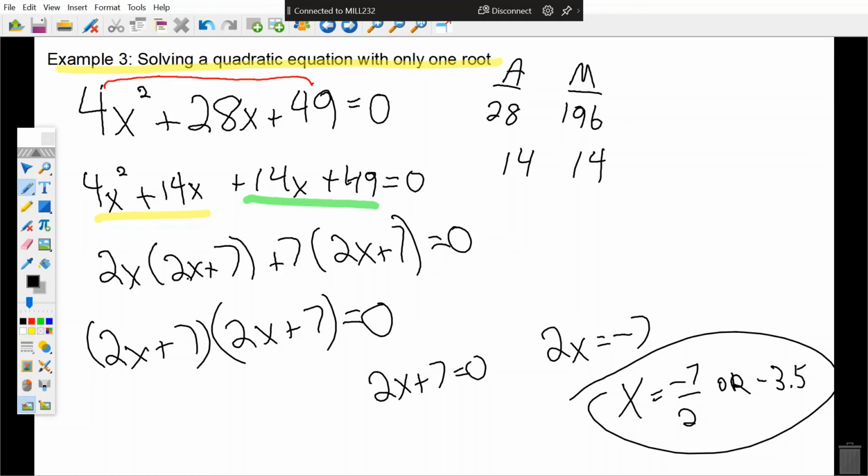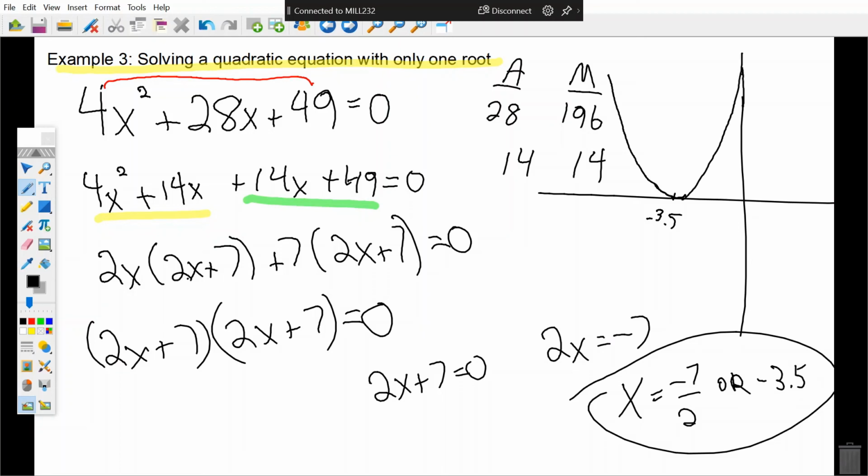Now, what would that look like on a graph? It would look like this. If this is negative 3.5 right here, this would be a parabola that would come down, touch the graph at just that spot, go up and away. Okay? So that's what the graph of a quadratic equation would look like with only one root. Okay?